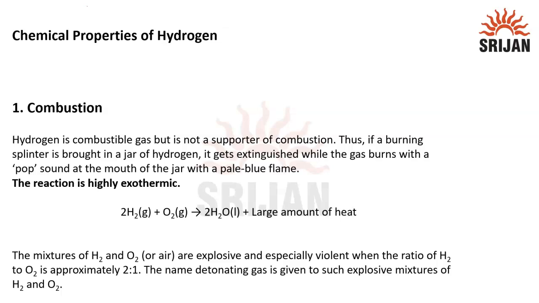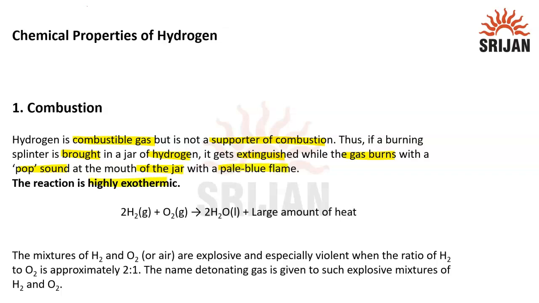In this video, we'll learn about chemical properties of hydrogen. The first one is combustion. Hydrogen is a combustible gas, but it's not a supporter of combustion. Thus, if a burning splinter is brought into a jar of hydrogen, it gets extinguished while the gas burns with a pop sound at the mouth of the jar with a pale blue flame.